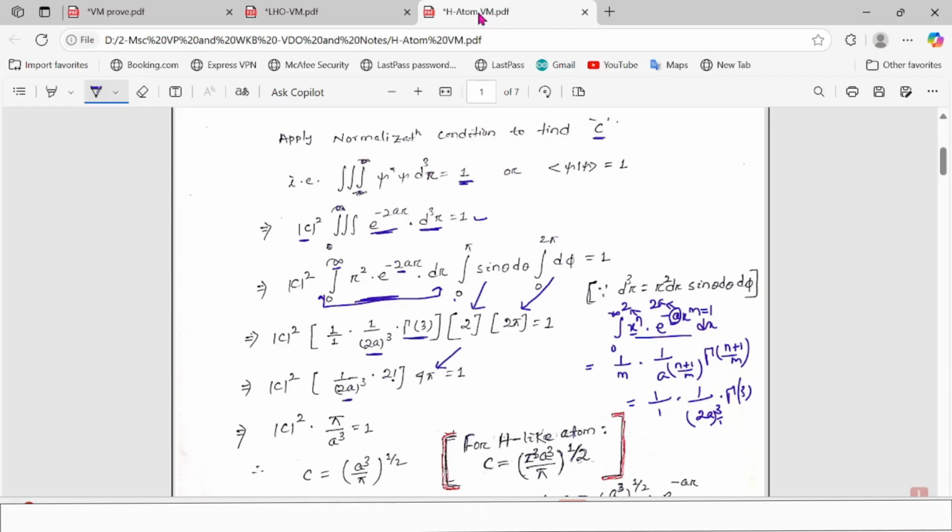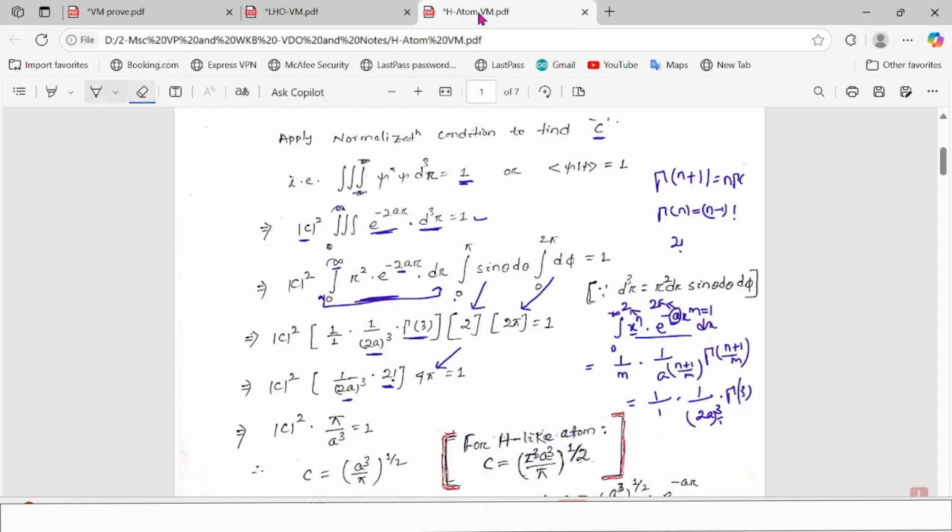Gamma 3 is nothing but 2 factorial, that we know, because gamma n plus 1 equals n gamma n, or gamma n is nothing but n minus 1 factorial. So here gamma 3 is nothing but 2 factorial. This is the basic property of the gamma function. So here we found the c value.